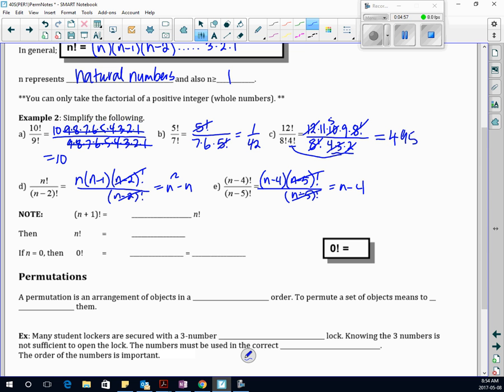Okay, so I'm going to show you the identity of what 0 factorial is. Does anybody think they know what 0 factorial equals? Don't check on your calculator, that's cheating.